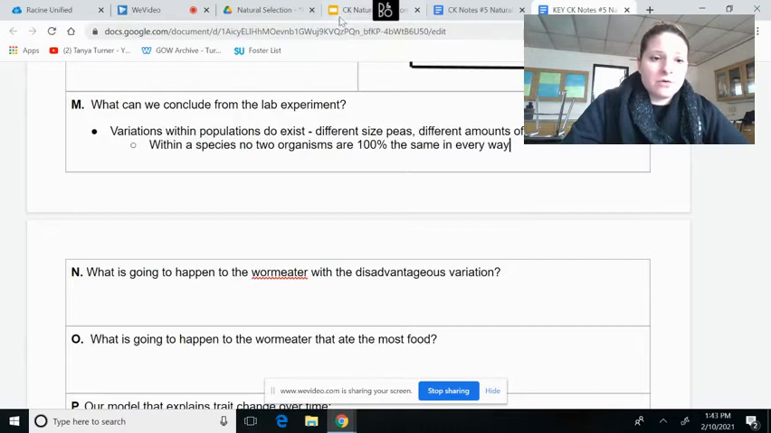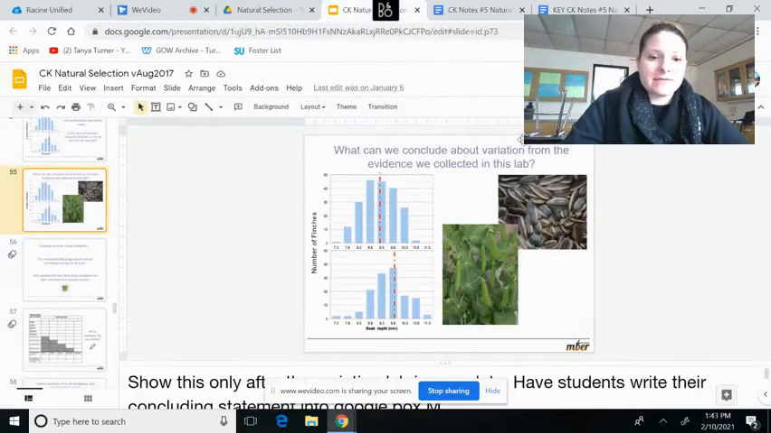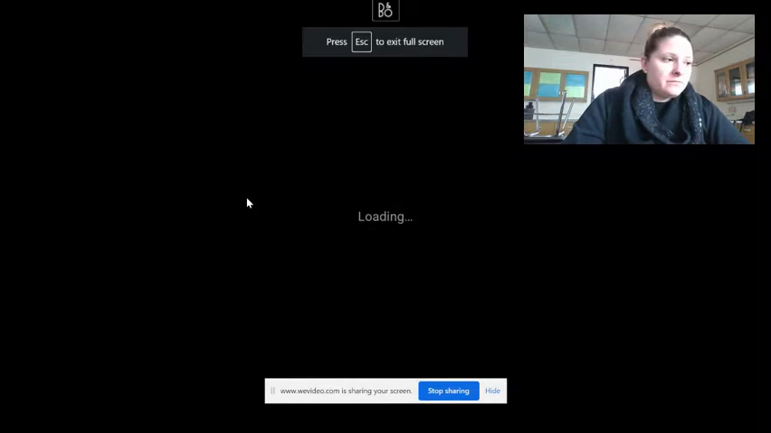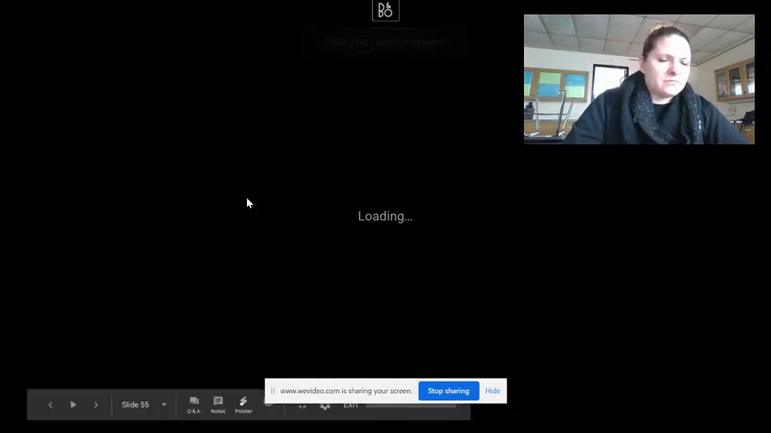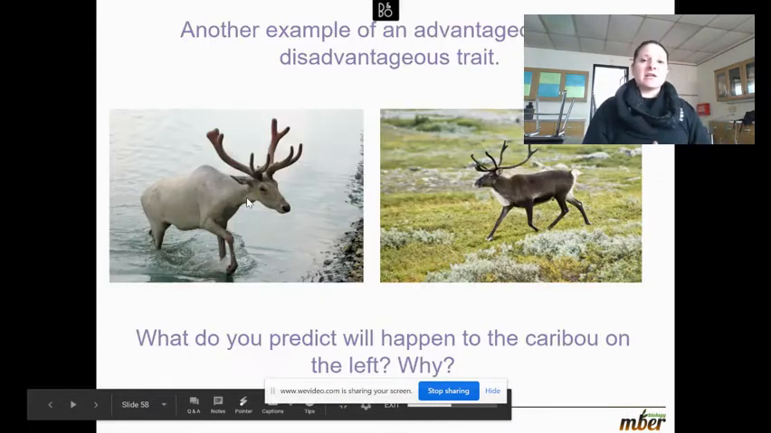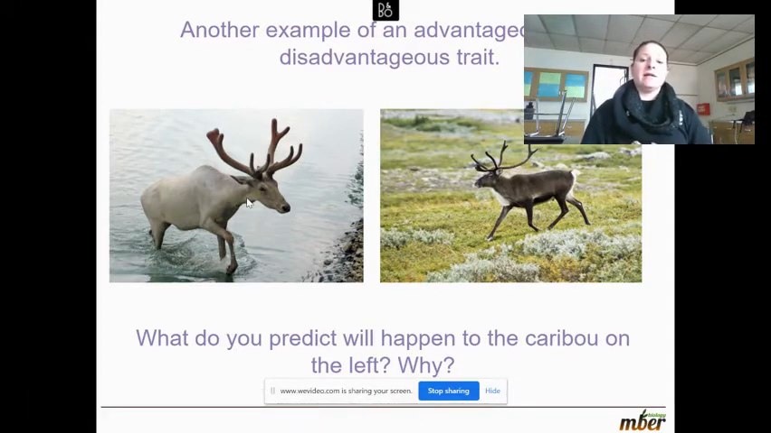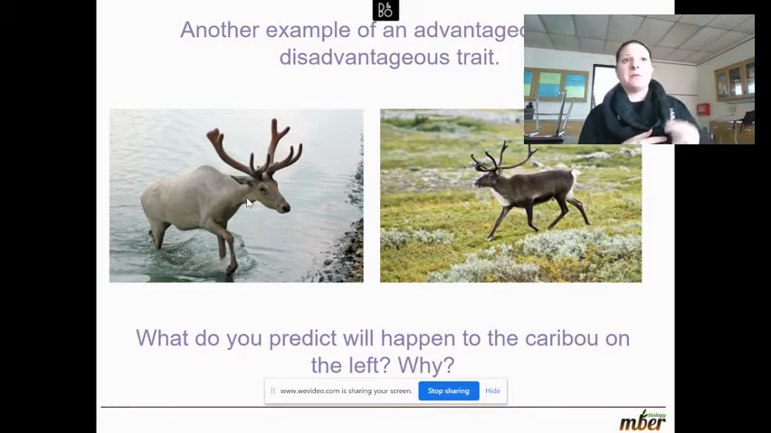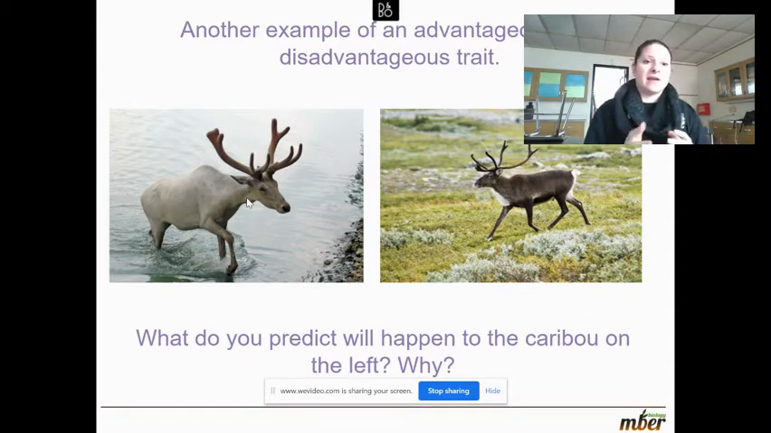So then we went into the next lab. That was the worm eater lab. We talked about advantageous and disadvantageous traits. An advantageous trait means the one that is better suited in the environment to live and survive and reproduce. And a disadvantageous trait is one that is not working out well for the environment. It's probably more conspicuous in the way that maybe a predator is more able to identify it, or it just isn't able to get food as well, that kind of thing.